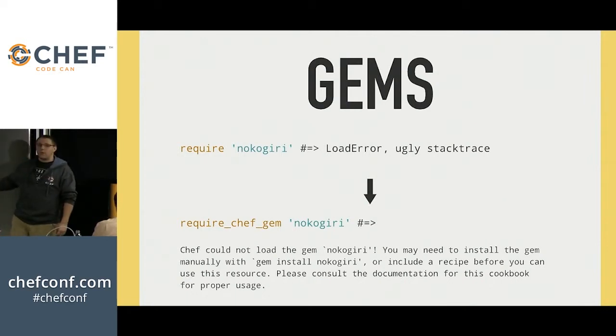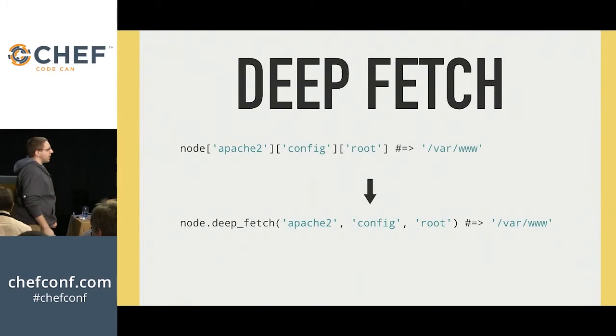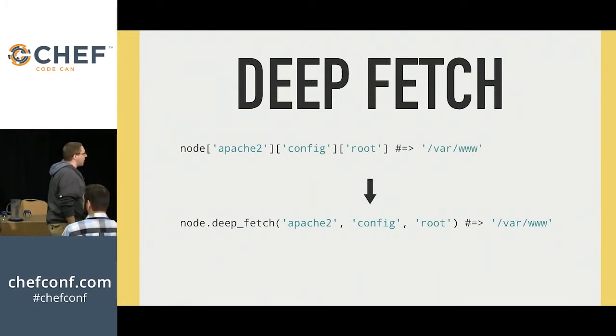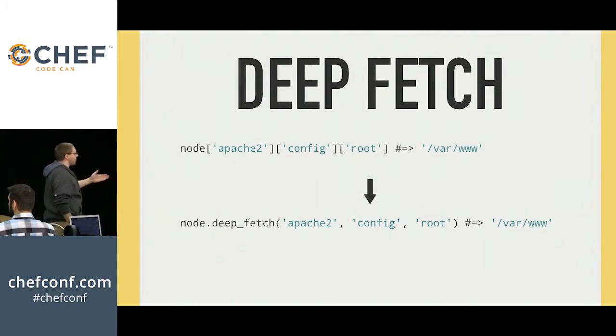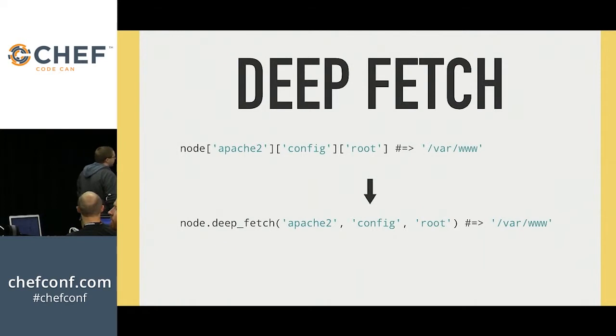So if you are writing a library that's consumed by other people, you should definitely look into using RequiredChefGem to make your life easier. Deep fetch. If you don't like the bracket notation, you can use node deep fetch, which allows you to specify an arbitrary list of arguments that get fetched down into the hash.